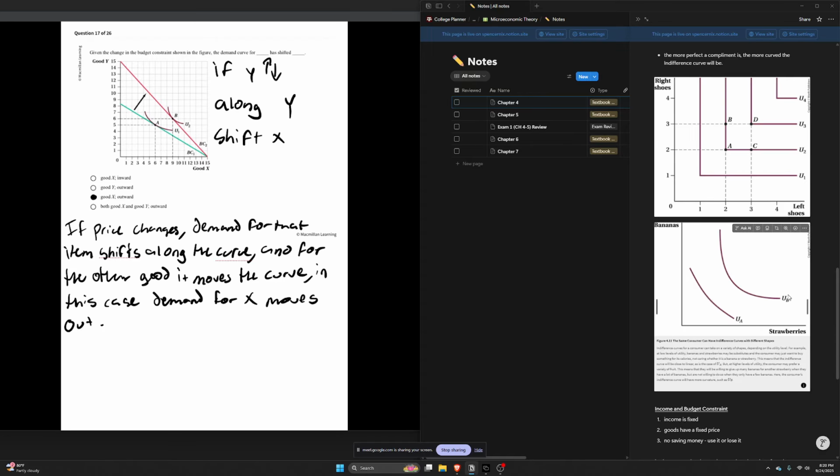So like I said, in the budget constraint shown in the figure, we can see that the price of Y is changing. So if Y changes, then we're looking for a shift in X. We know that it's not going to be Y because Y is the one that changed, and it can't be both. So now we're left with, if we're sure that X shifted, did it shift inward or outward? Looks pretty outward to me. So shift outwards.